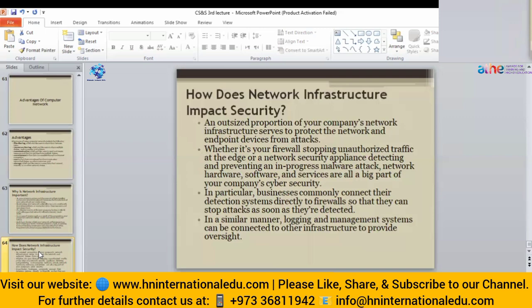So we have to use different security systems, and different algorithms are included to minimize security attacks. In particular, businesses commonly connect their detection systems directly to the firewall so that they can stop attacks as soon as they are detected. In a similar manner, logging and management systems can be connected to the other infrastructure to provide oversight. So we have to make it as secure as we can.